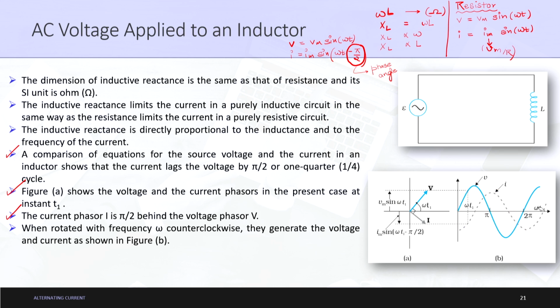Only the value of amplitude differs, because the amplitude was Vm for voltage and it is Vm by omega L for current. Because it is slightly lower, the amplitude of the current comes out slightly less as compared to V. That is explained also: when it is rotated with frequency omega counterclockwise, in this case they generate the voltage and current as shown in figure B. This is how it is obtained.